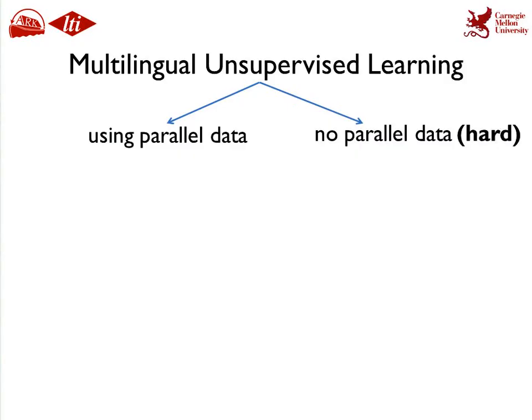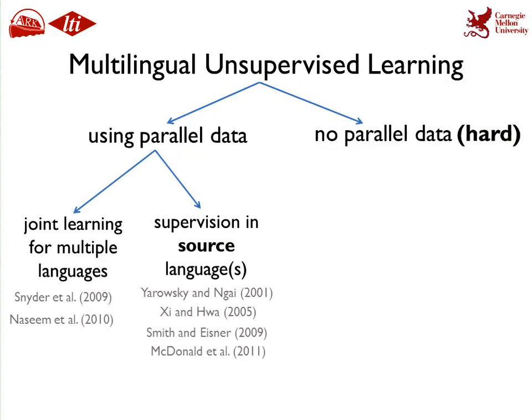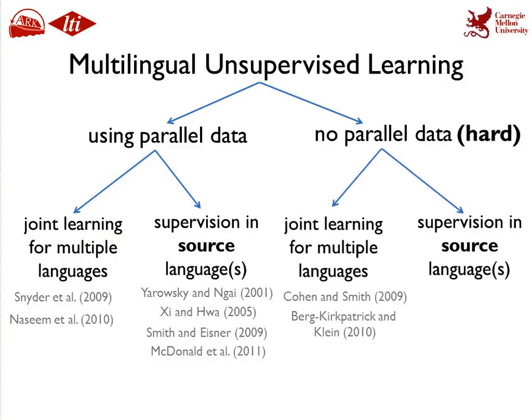Furthermore, each of these can be divided into 2 research areas. The first being joint learning for multiple languages together using parallel data. And the second is assuming that there is some supervision in some source languages and using that to learn structure for a new target language. Similarly, for the no parallel data case, you can divide the research area into 2 parts.